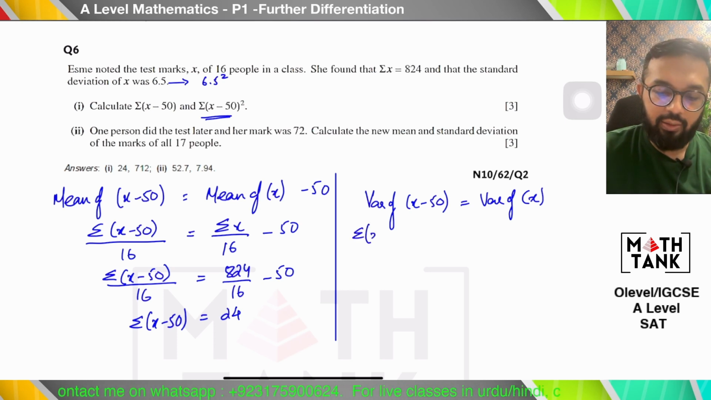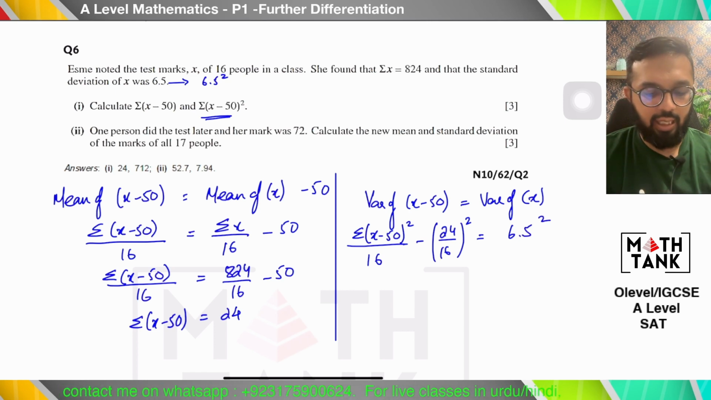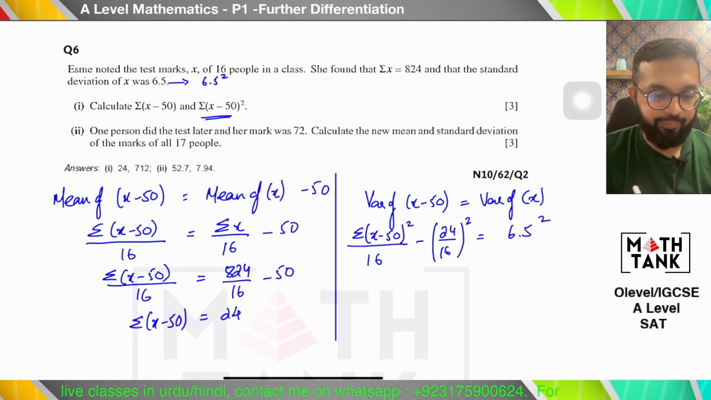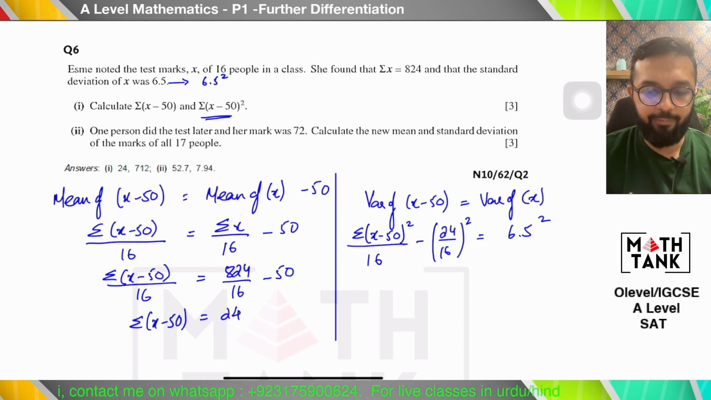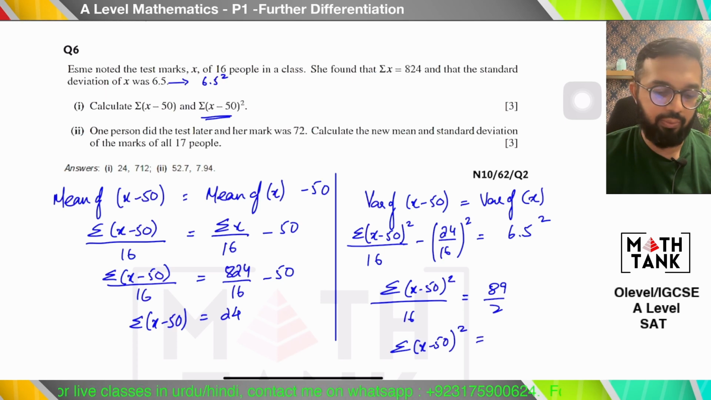So in order to break this down, I can say the sum of (x minus 50) squared divided by 16, minus 24 over 16, which is the mean of (x minus 50), squared, and the variance of x was 6.5 squared. So that makes it easy. I can just take it to the other side and add it up. 24 divided by 16 squared gets added on the other side. So sum of (x minus 50) whole squared over 16 equals 89 over 2, multiplied by 16, so that's 712. Are both my answers correct? Yes, both my answers seem correct.